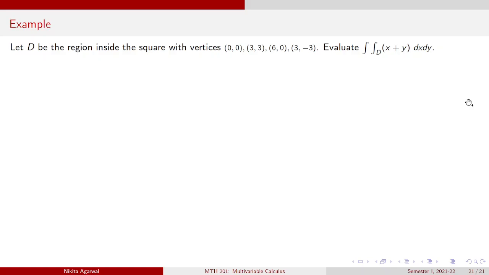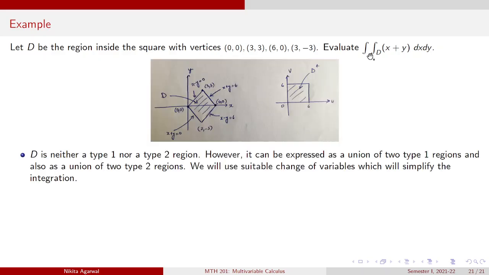Finally, let us look at another example. So let D be the region inside the square with vertices, these 4 vertices. Evaluate this integral. So this is the region D. These are the 4 vertices. This is the region that one is talking about. Now one can break this into type 1 region, union of type 1 and type 2 region, and integrate directly.